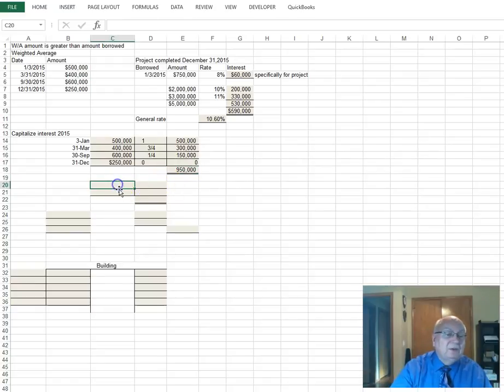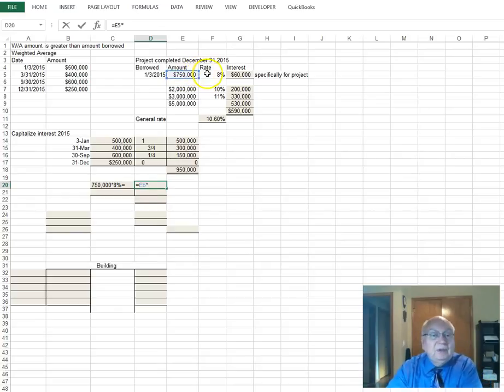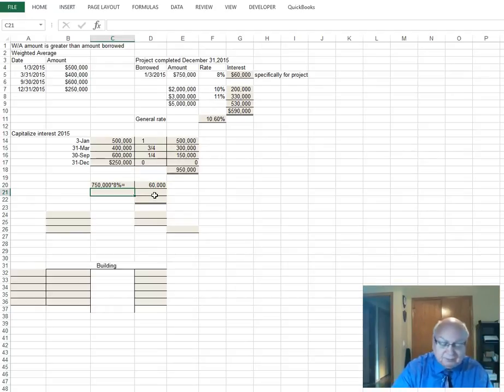The difference, however, 950,000 is more than the 750. So in the first one, we'll take the 750,000 times the 8%. I always like putting an equal sign there. You don't have to, but I like to. So we'll take basically the 750 times the 8%, and that gives you the 60,000, just like we did before.